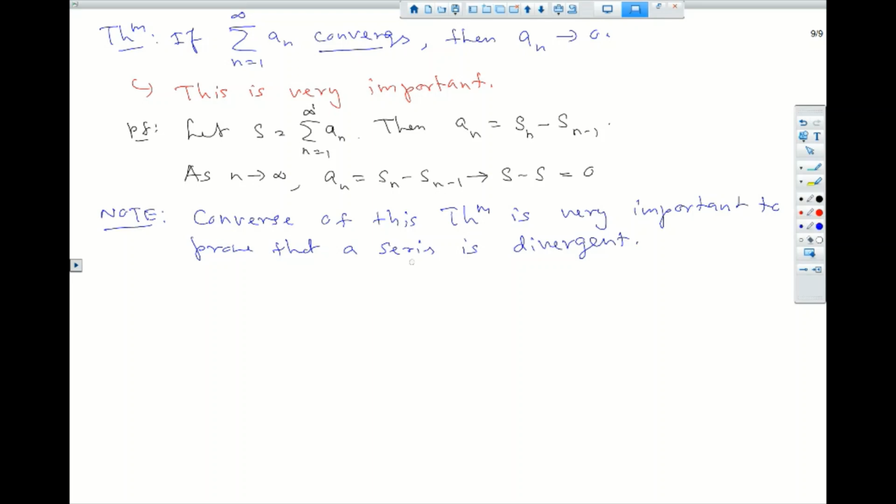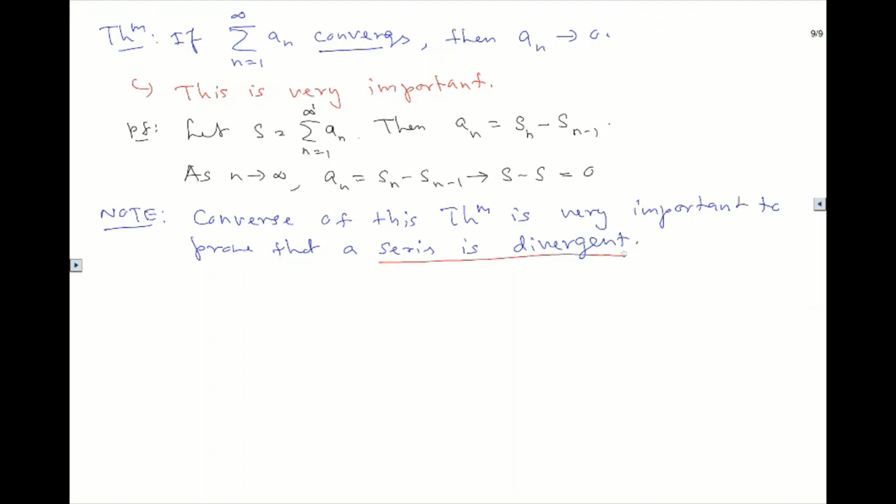It only works for divergence, because it doesn't say that if this happens, the series converges. It only says that if the series converges, the nth term has to be 0. That's the only thing it says. So if the nth term does not go to 0, then the series cannot converge, because if it converges, it has to be 0. That's why the converse is important.